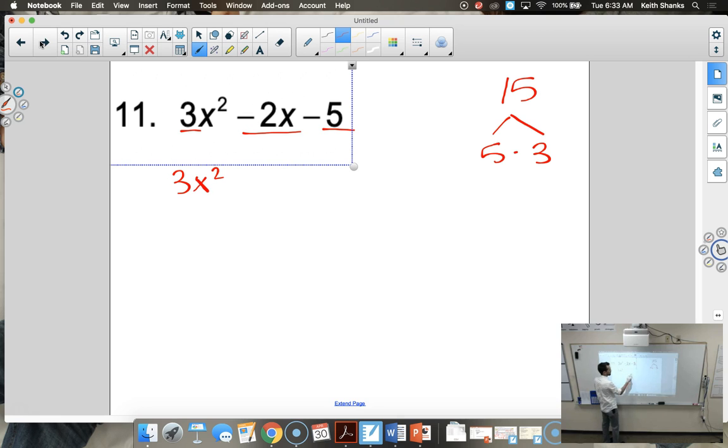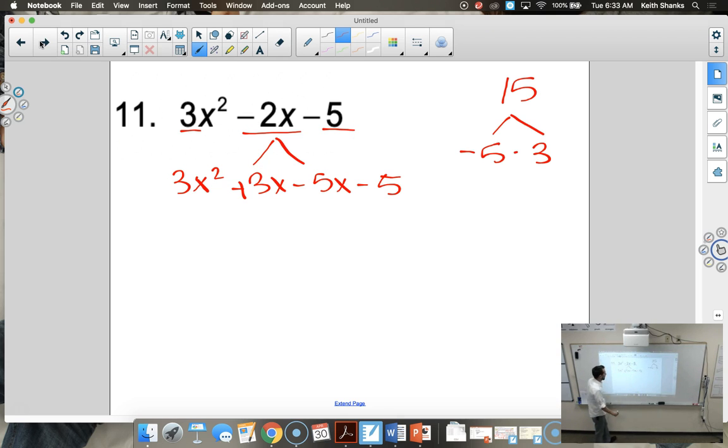This one's a little trickier because you have to pay attention to your signs, right? One of these has to be a negative. It has to be the 5. So I'm going to do plus 3x minus 5x minus 5. And again, notice that that middle term is these two together. Okay? So we do a little bit of grouping here. I'm going to include, we'll undo that. And we're going to include this negative for a second there. So we've got our groups.